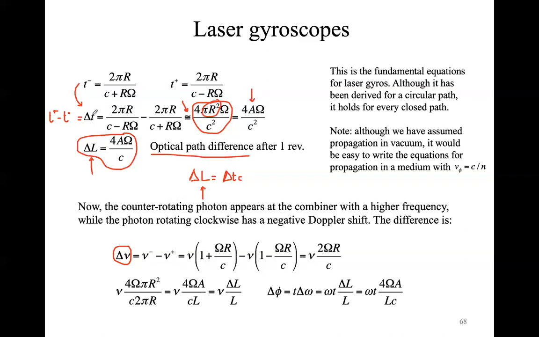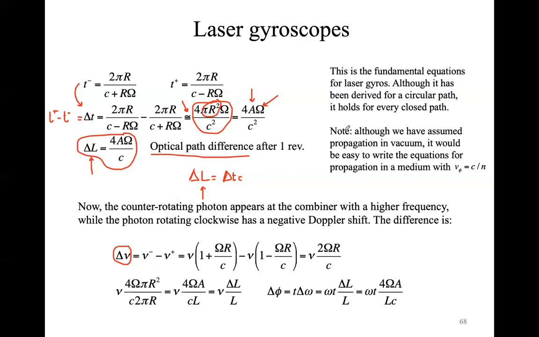You can see that the delta T is directly proportional to the omega of the spacecraft, assuming in this case it is parallel to the orthogonal axis of the gyroscope, divided by the speed of light squared. So those are the fundamental equations of laser gyroscopes.